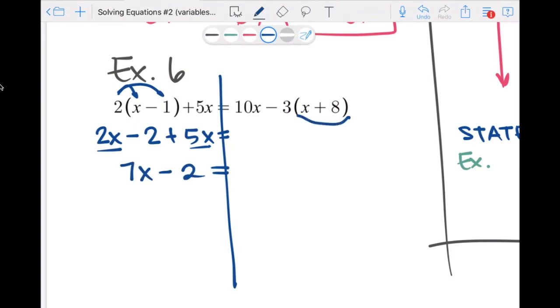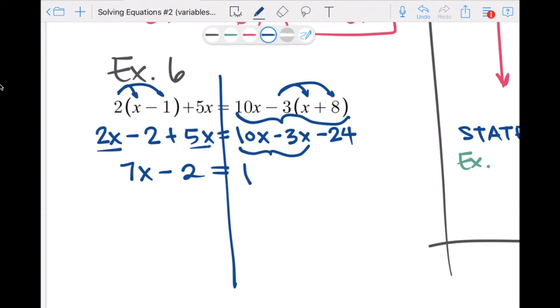On the right side, can we simplify the expression? We can. We can distribute the negative 3 and get, I'll bring down 10x. Negative 3 times x is negative 3x. Negative 3 times 8 is negative 24. Now we can continue simplifying by combining the two variable terms. 10x minus 3x is 7x. And then we'll bring down the minus 24.